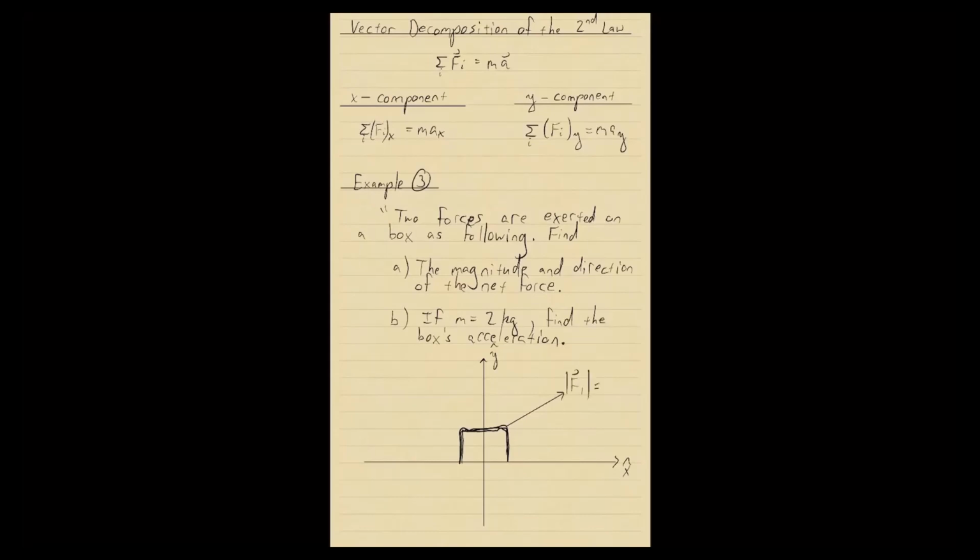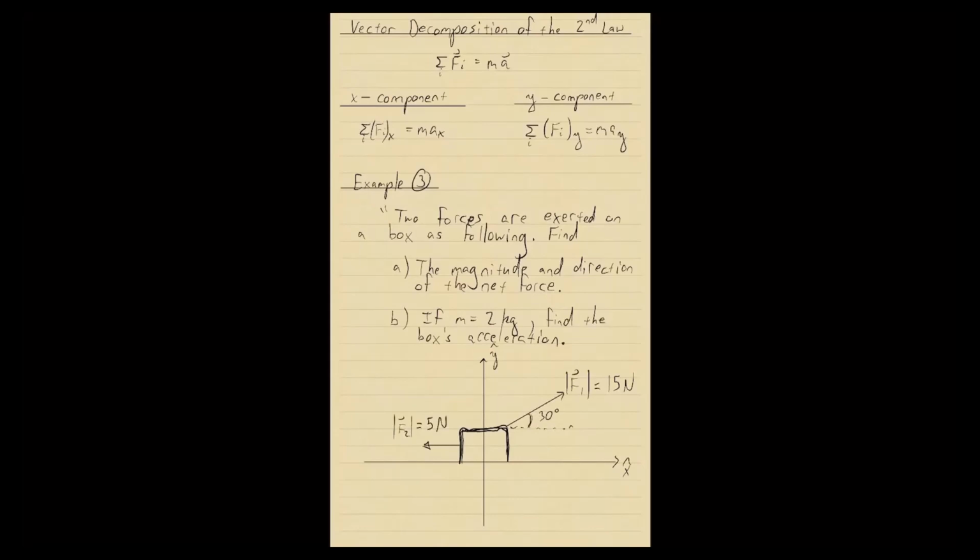Apparently it has a magnitude of 15 newtons, and it's being applied at an angle of 30 degrees above the x-axis. And then we have a second force that's pulling it in the other direction. So this is a force F2, which has a magnitude of 5 newtons.